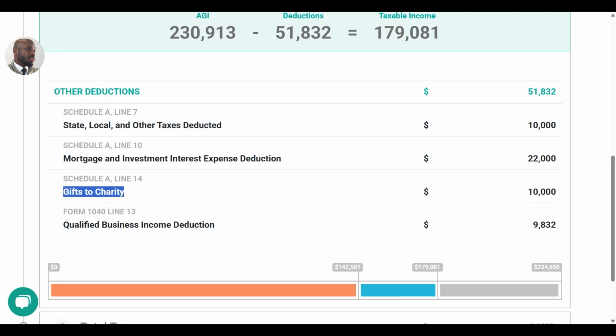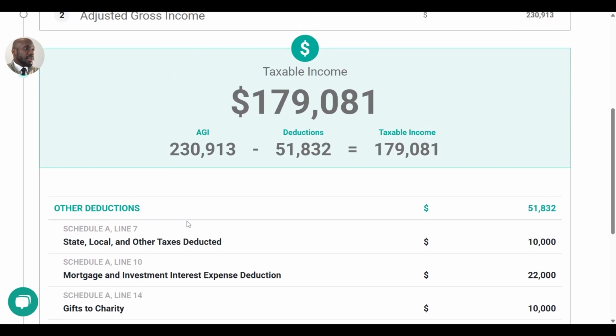Keep them. We'll use that to cross-check. And then the QBI deduction just comes in as you file your Schedule C, or whatever your business income expenses are, that will naturally just flow to your 1040. So in that case, they have about $51,000, or almost $52,000, $51,832 as deductions.